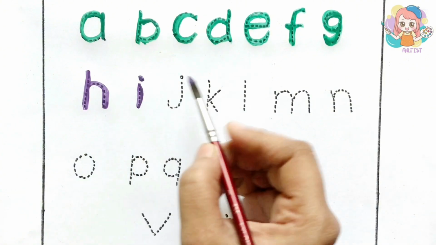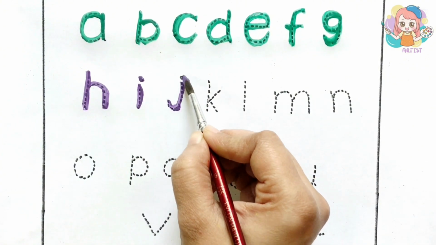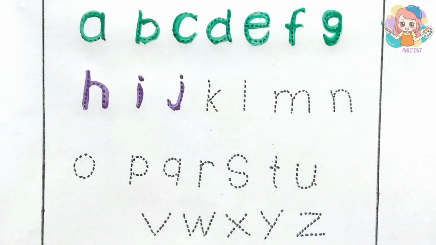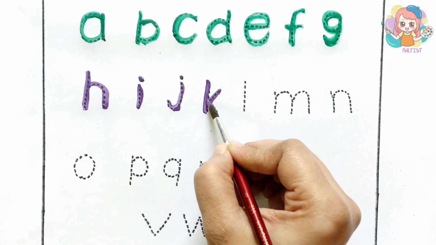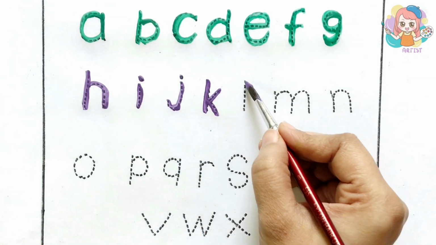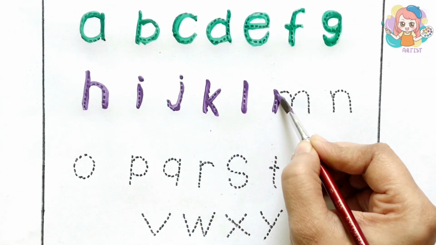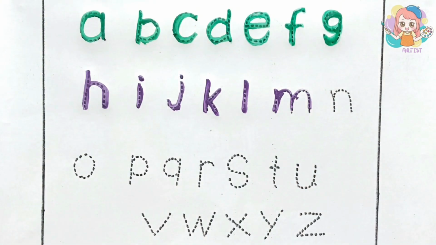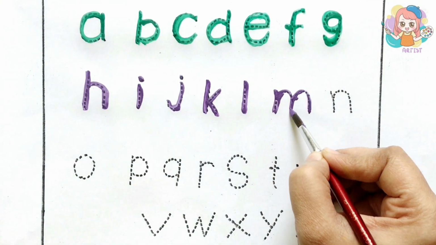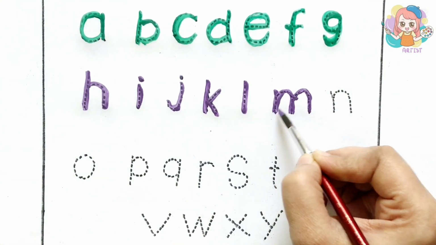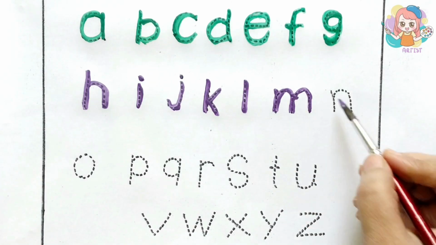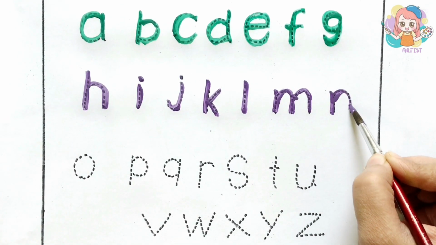I is for insect. J is for jelly. K is for kite. L is for lamb. M is for monkey. N is for nose.